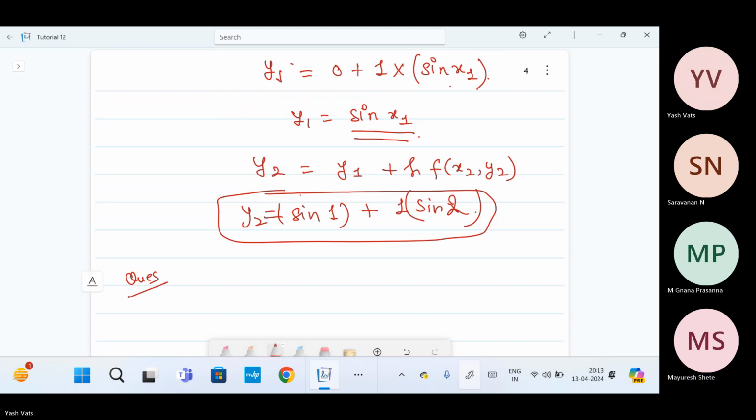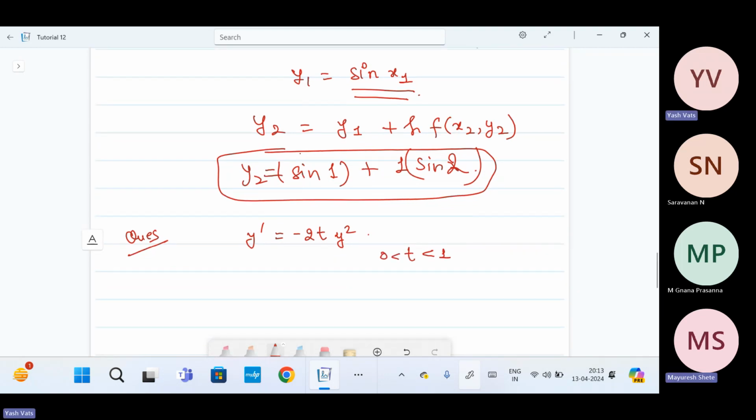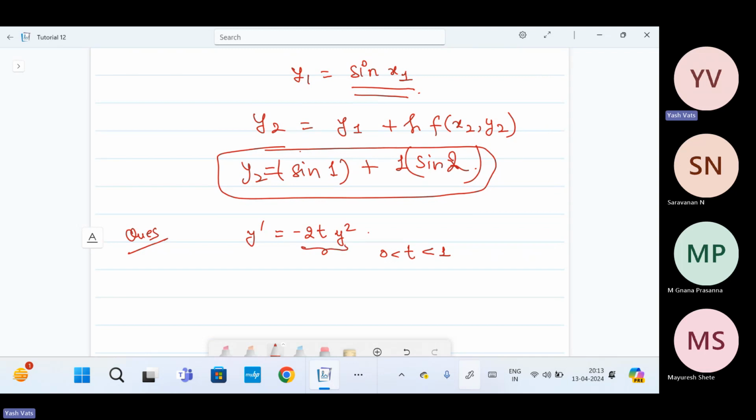Shall I tell you? Yes. It is question number 5 of this assignment 12. Can you tell me the equation, please? Yeah, y dash is equal to minus 2 t y square. Y dash is equal to minus 2 into t into y square. Okay. T lies between 0 and 1 and y of 0 is 1. And h is equal to 0.2. This is for equations which are non-linear in y, using the backward Euler implicit method, right? And y0 is 1 and we have to find out y of 0.4.